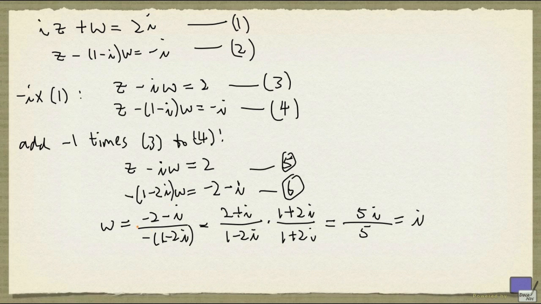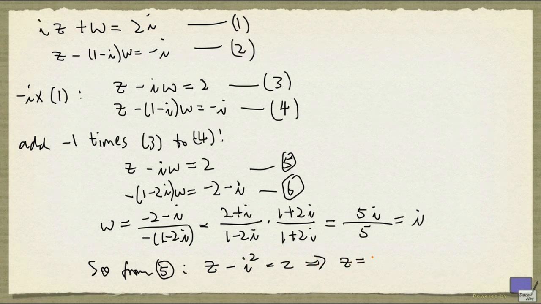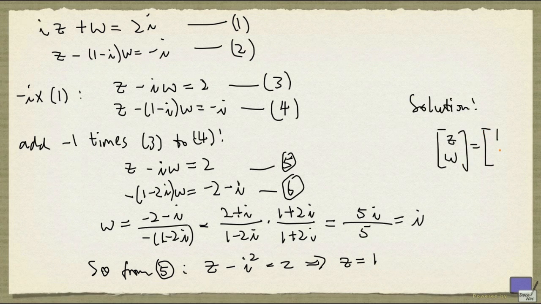So now that we know w is equal to i, we can plug this into equation 5. So from equation 5, we know that z minus i times w is equal to 2, and that implies that z is equal to 1. So the solution is (z, w) equal to (1, i).